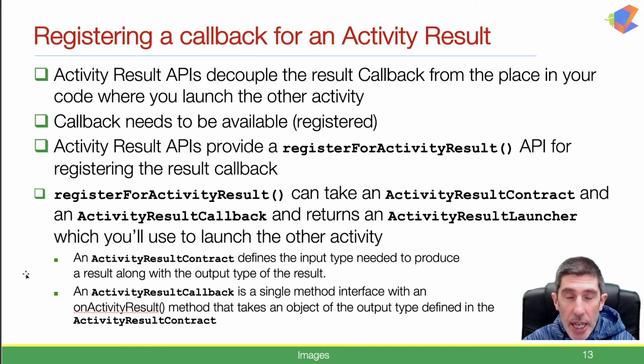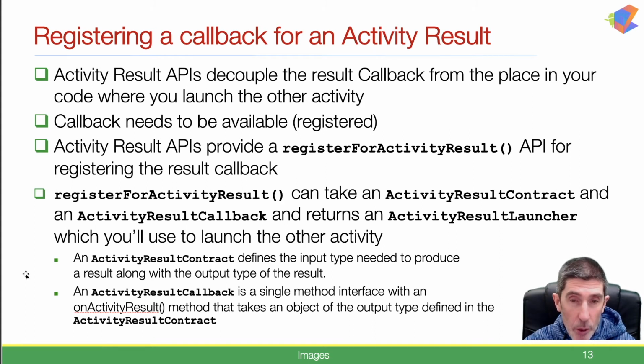So these are individual objects that we need to define, we need to set up to basically instruct the app on what it needs to launch, where it needs to come back to. Okay, so just to break those down specifically, an activity result contract defines the input type needed to produce a result along with the output type of the result.